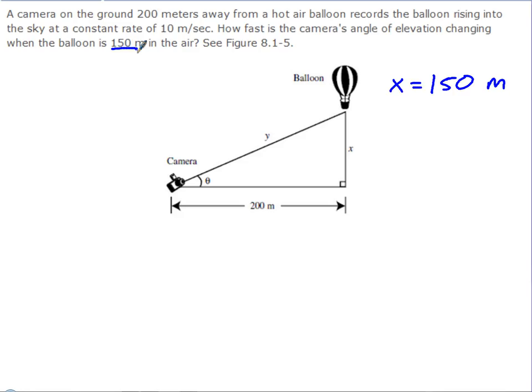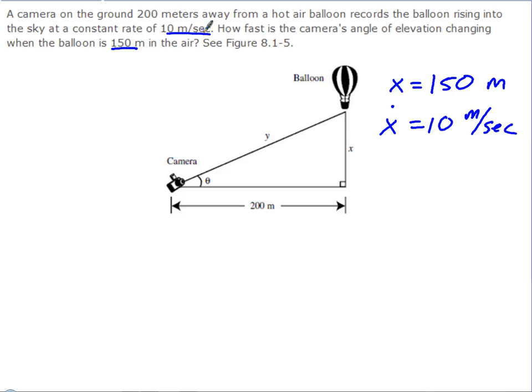x dot is positive 10. We know that the balloon is rising at a rate of 10 meters per second. So therefore, x is changing at a rate of 10 meters per second. And that takes care of this.